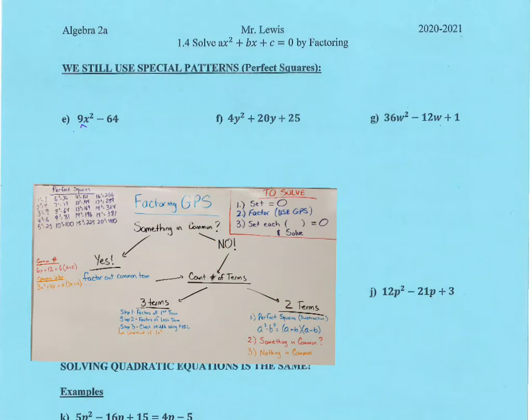So let's see, 9x squared is 3x and 3x, so it's a perfect square. 64 is 8 and 8. So it has to begin with a perfect square, has to end with a perfect square. Let's get a subtraction sign in the middle. So I say 3x plus 8, 3x minus 8. Done.